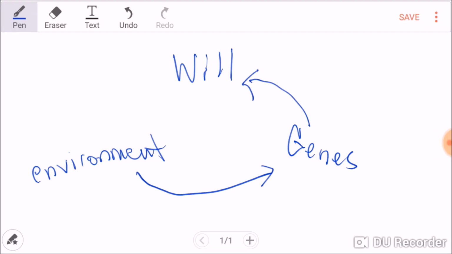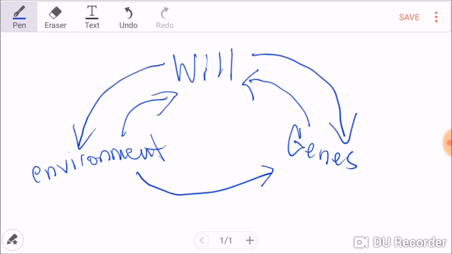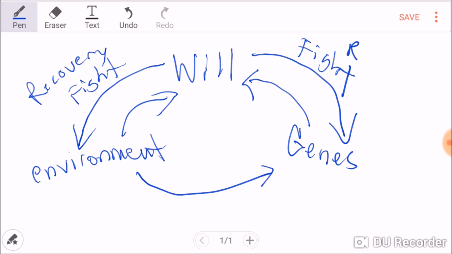And here we have your environment. It affects your genes, and your genes affect your will, and your environment affects your will. But your will could also affect the environment, and your will could also affect your genes. What this means is you could affect your environment, and you could affect your genes, which means you could fight back. And not only could you fight back, you could recover by simply willing it. You could will it to happen.